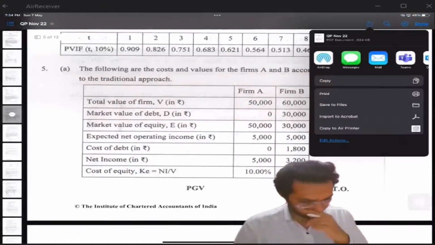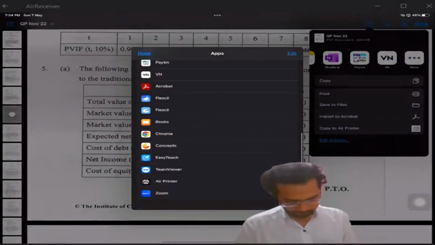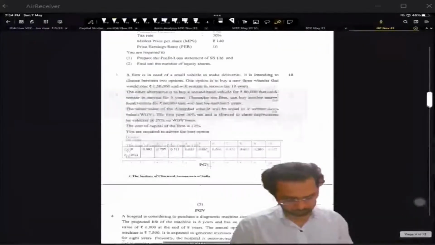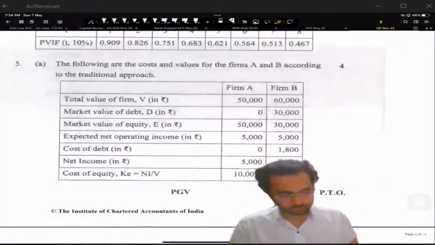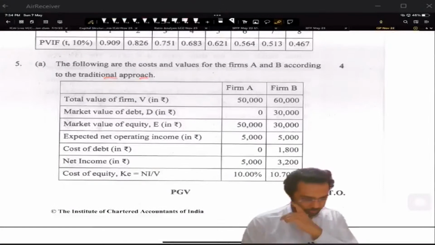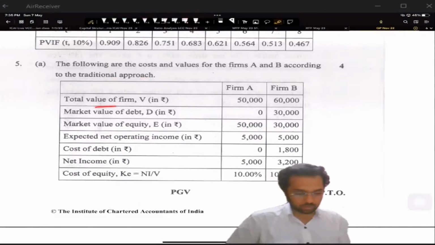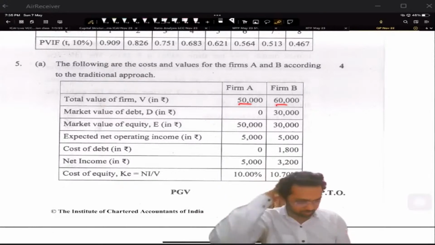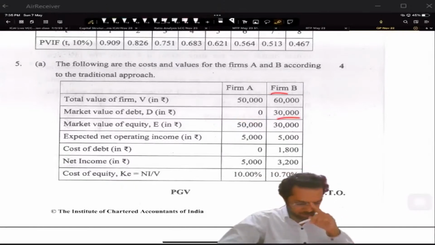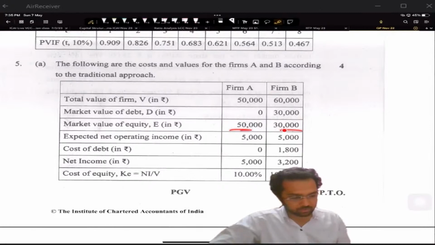Let me just open it in the app. The following are the costs and the values of the firms A and B according to the traditional approach. So we have the total value of the firm with 50,000 and 60,000. A is an unlevered firm because it doesn't have any debt. B is a levered firm having a debt of 30,000, and market value of equity works out to be 50 and 30. Net operating income is 5,000 in both cases, same. Cost of debt in rupee given. Net income is the balancing figure.